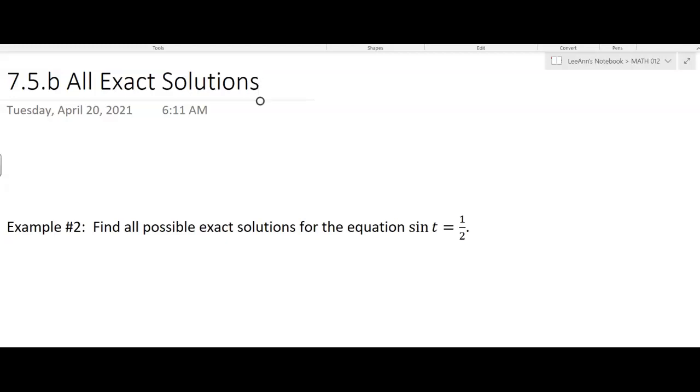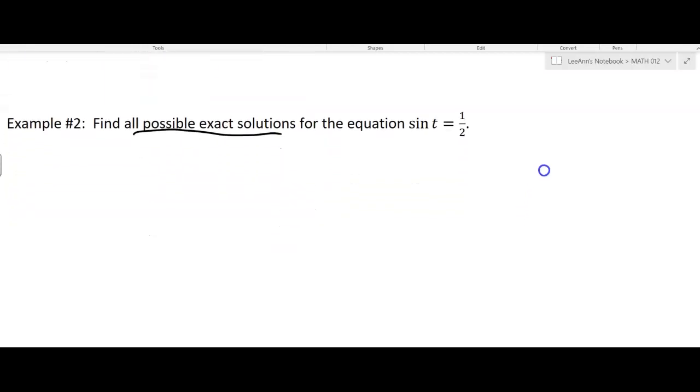Okay, so this problem asks us to find all possible exact solutions. It's very similar to the last video, but this time we're doing sine t equals 1/2. Now remember, we're solving for t. So think about, all right, where is sine equal to 1/2? Well, in the first quadrant, right? So that's pi over 6.